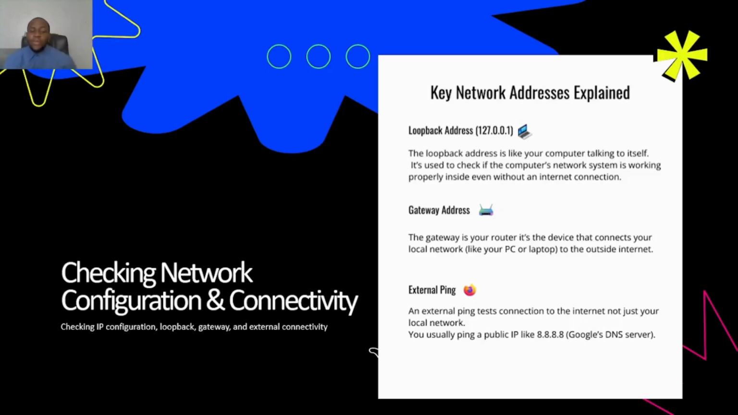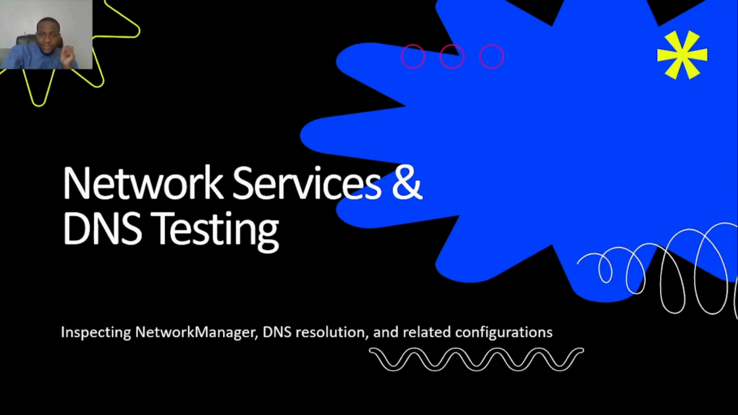The second main topic here is just highlighting the key network addresses, which is your loopback address, gateway address, and external ping. Just going over it again so that if you didn't catch it the first time, you can pause and have a look at each here.